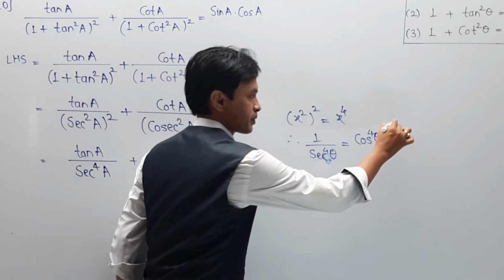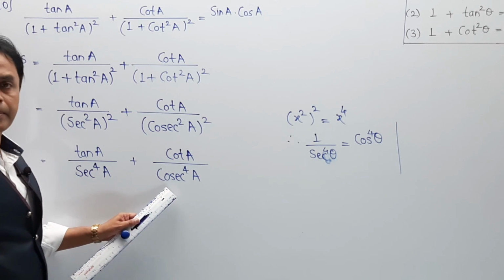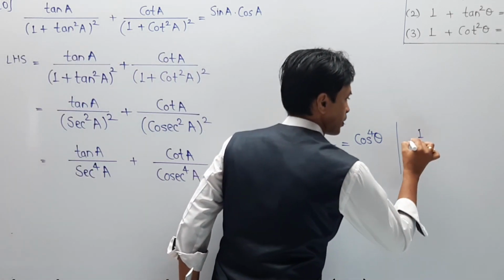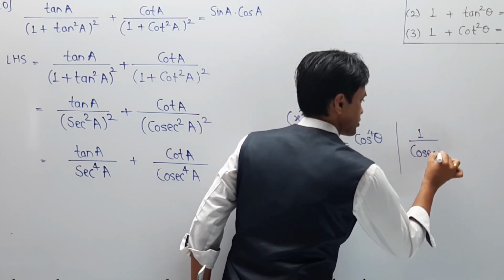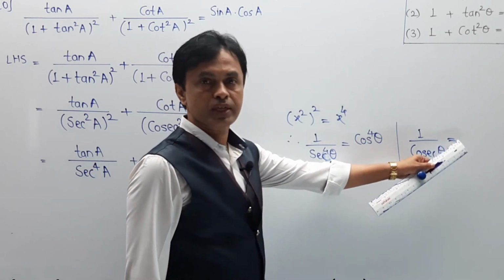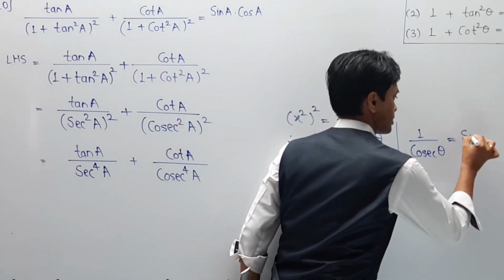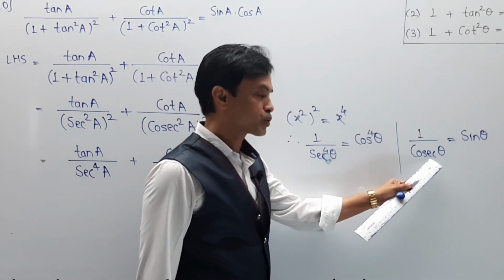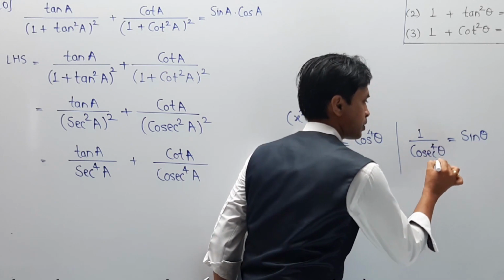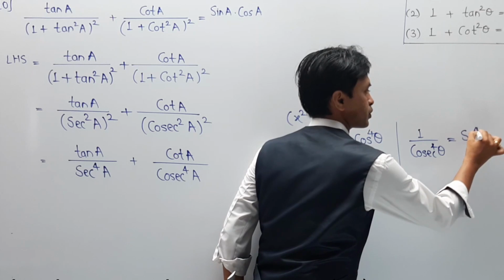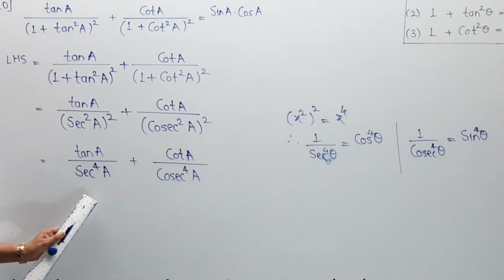In a similar manner, if in a numerical I am able to get 1 upon cosec theta, then cosec theta is a reciprocal of sine. So cosec theta can be replaced as numerator sine theta. In a similar manner, if they give me 1 upon cosec raised to 4 theta, then I can write it as sine raised to 4 theta. Same modification that I am going to do over here. This is the first step.